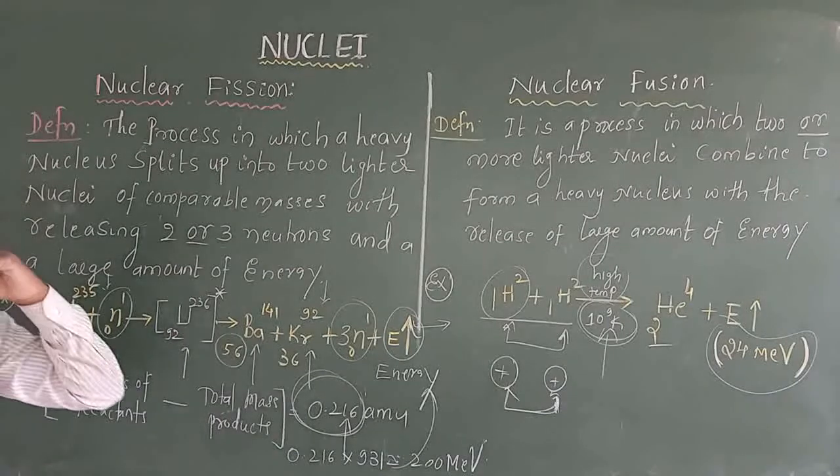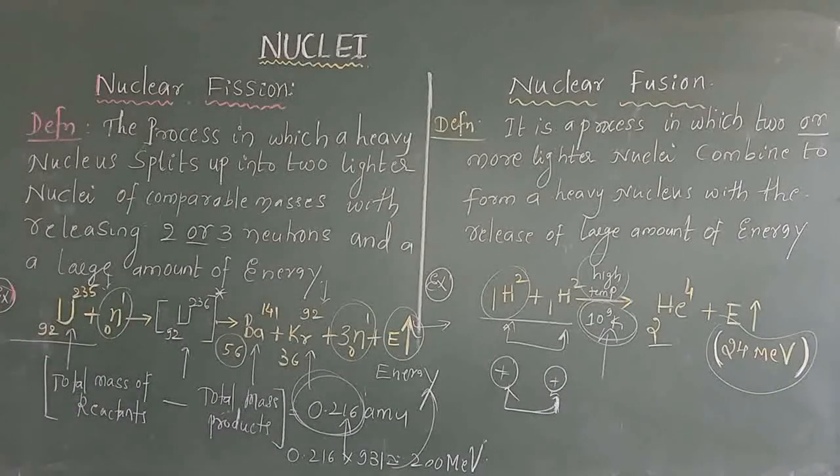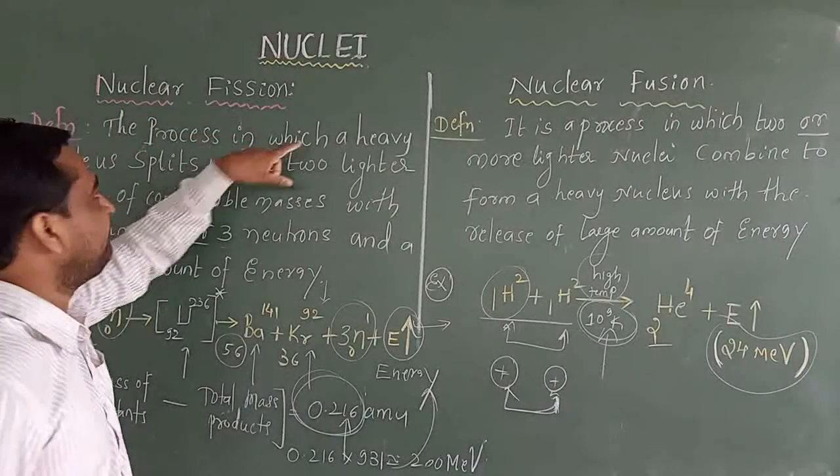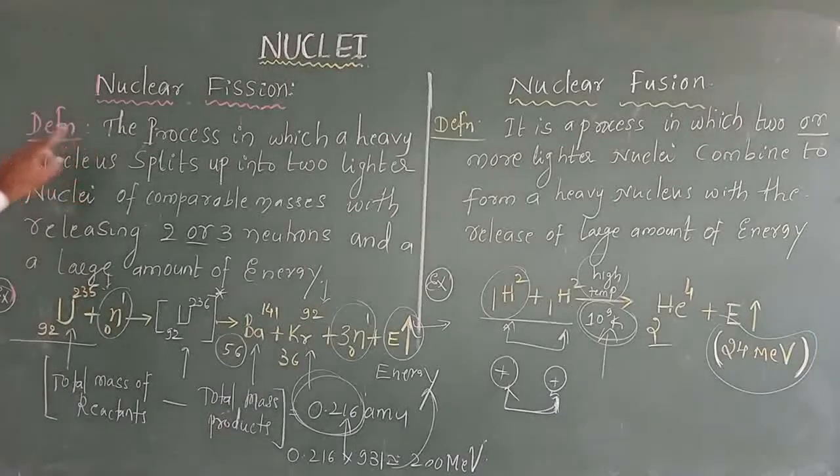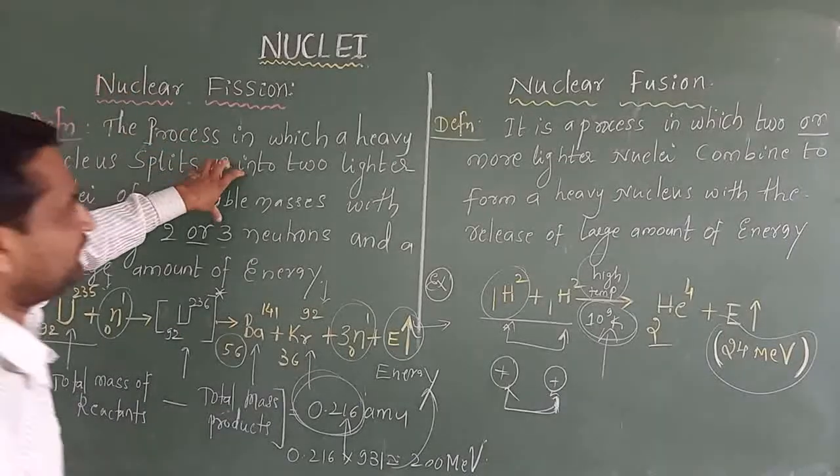Right, now let us discuss the difference between nuclear fission and nuclear fusion. I think this point is clear. What is nuclear fission and what is nuclear fusion? Nuclear fission is the process in which a heavy nucleus splits up into two lighter nuclei of comparable masses with the release of a large amount of energy. It is a splitting process.